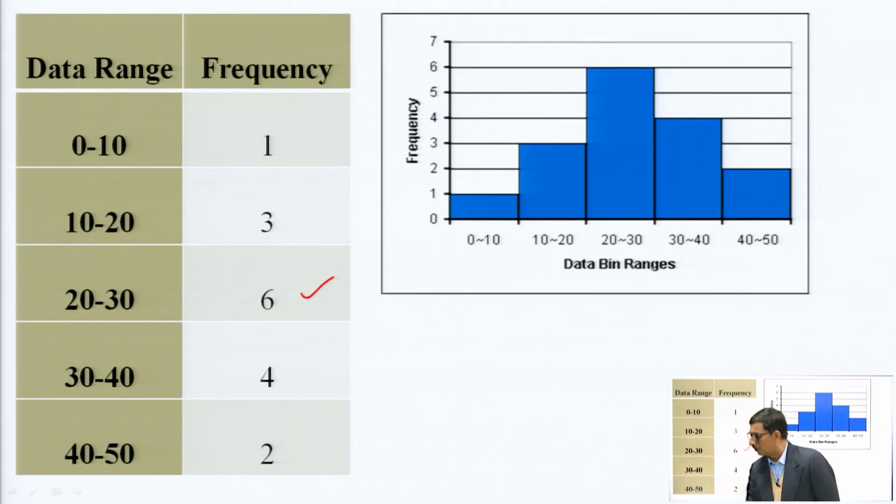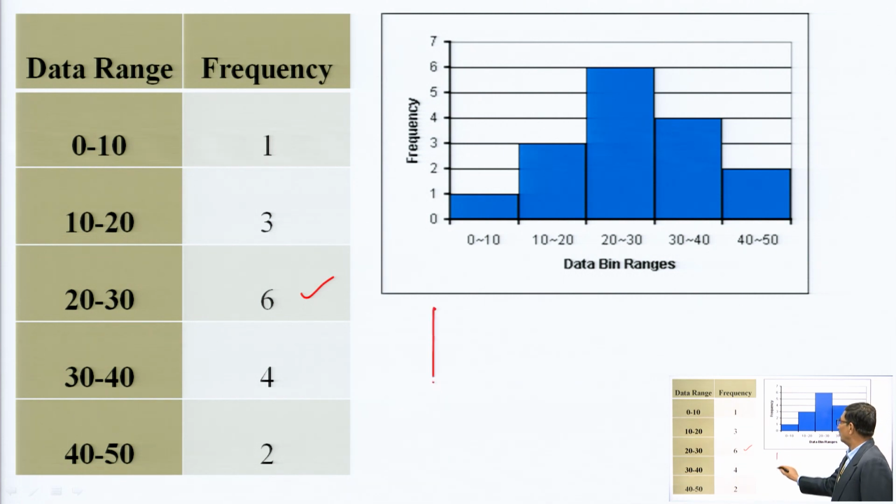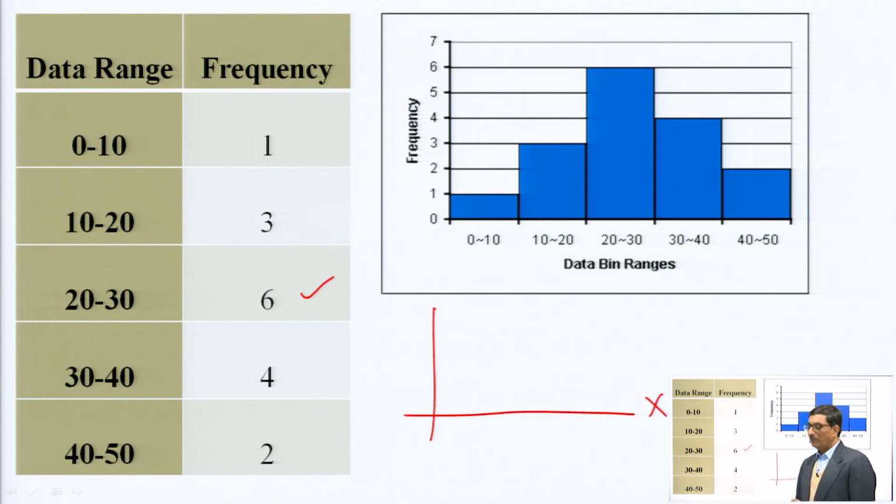and 40 to 50 is 2. So, this is the frequency. Now, to draw the histogram, we first draw the x axis and y axis. On the x axis we take the variable, and here the variable is the scores or data bins.